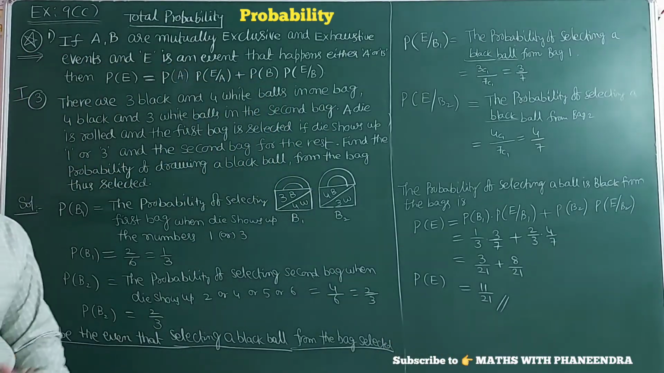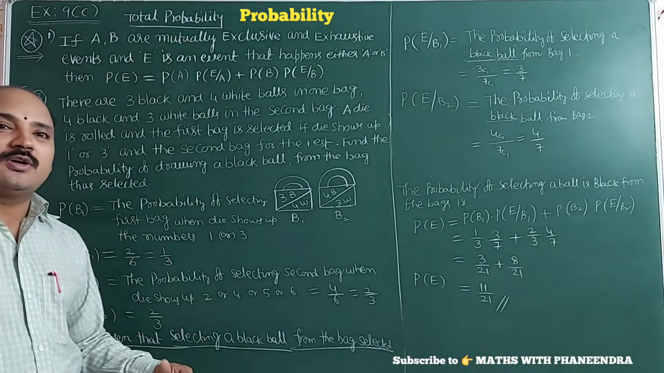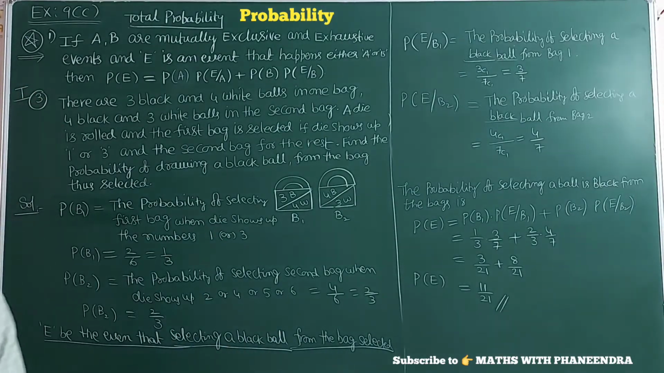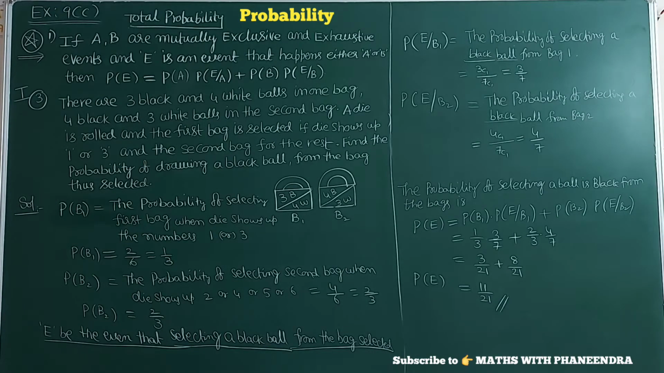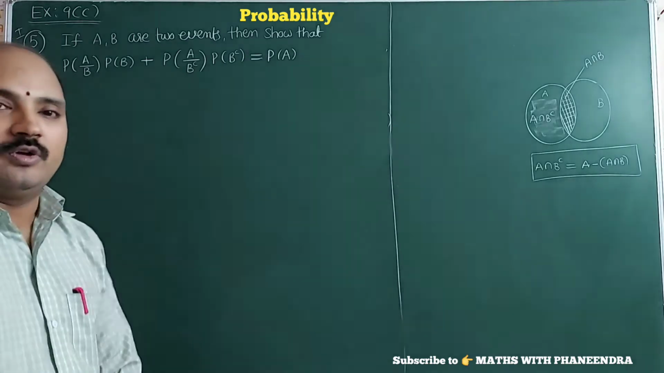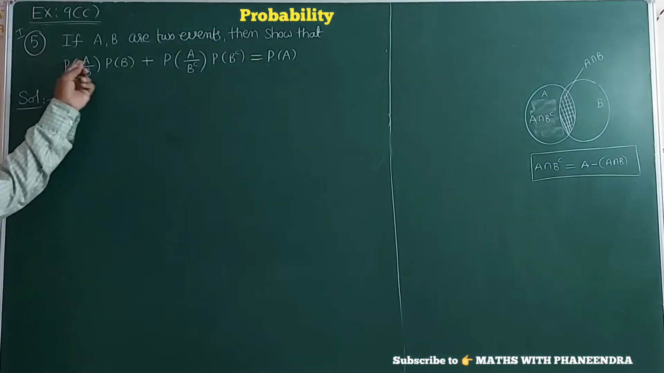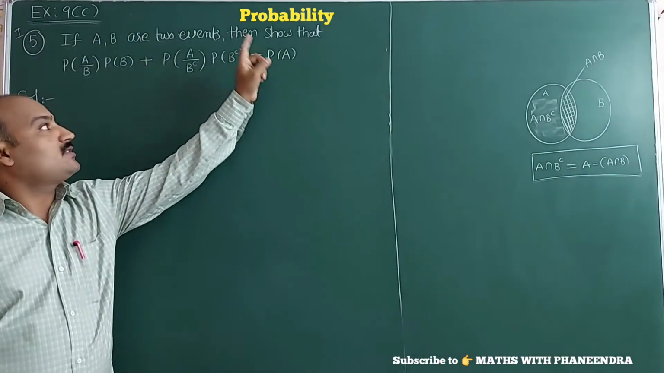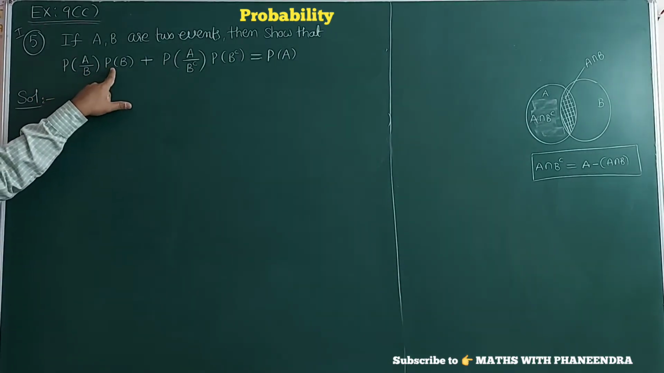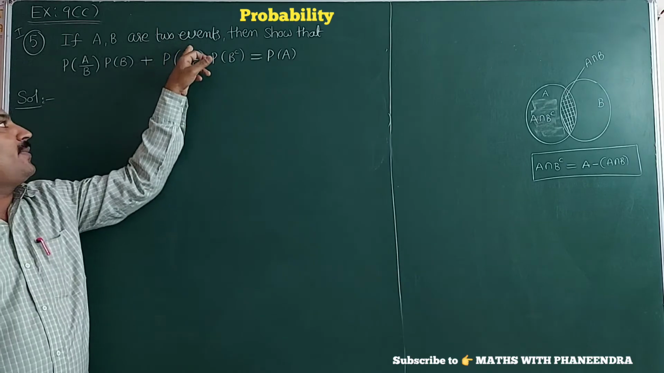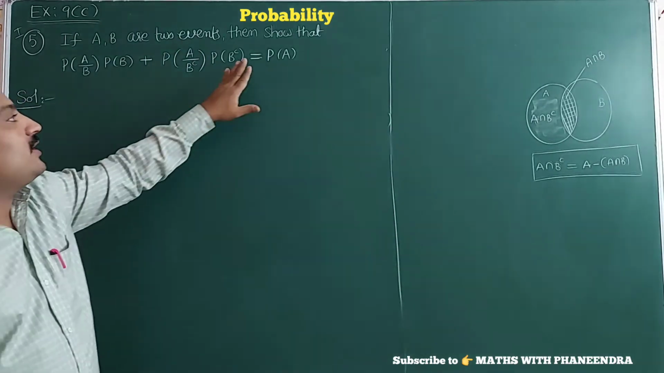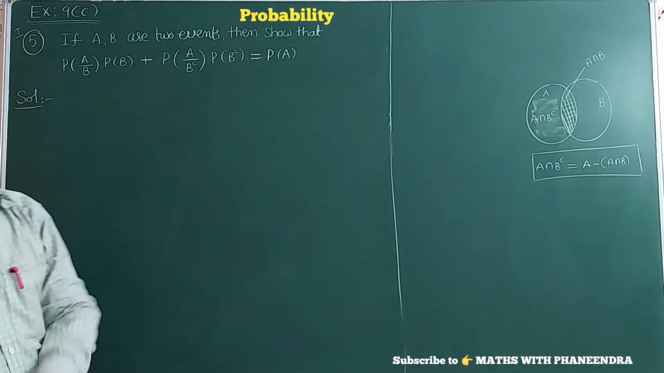I hope you people understand now. We'll move on to the other problems in this exercise 9C. Next, question number 5. If A, B are two events, then show that P of A by B into P of B plus P of A by B complement into P of B complement is equal to P of A. We have to prove this.